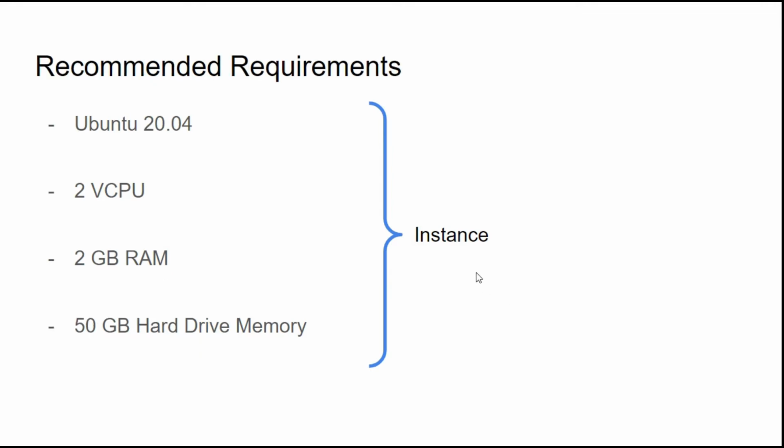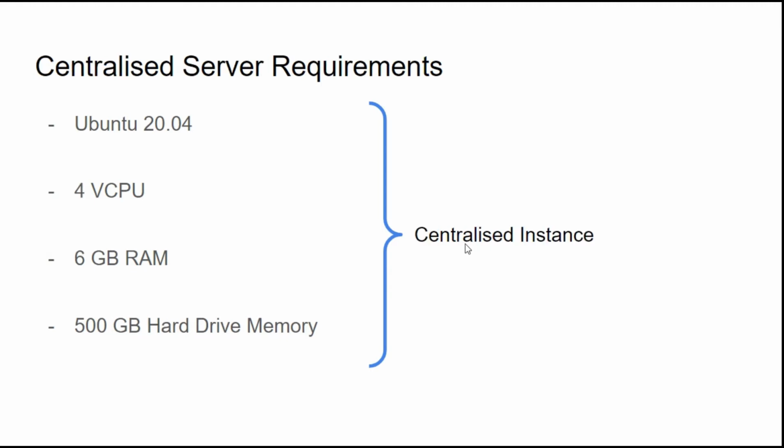The recommended requirement for a single instance for a particularly smaller region is Ubuntu 20.04 with 2 vCPU, 2 GB of RAM and 50 GB of hard drive memory. Whereas for a centralized server including a larger number of different areas and regions, Ubuntu 20.04 is recommended with 4 vCPU, 6 GB of RAM and 500 GB of hard drive memory.